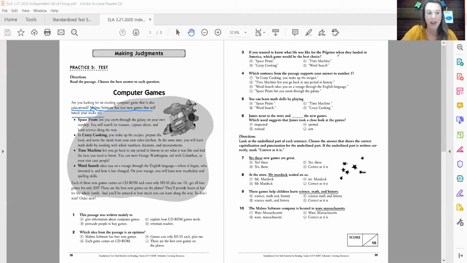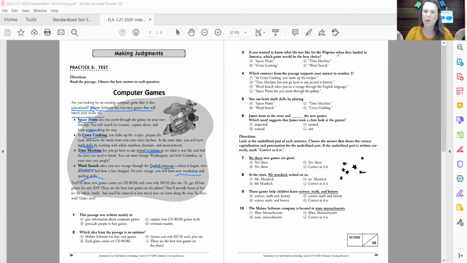They're asking you, so this first one is Space Pirates, and if you read it, you found that this one is science. Let's look at the next one, Crazy Cooking, and you realize that it gives you math skills. Time Machine gives you history. And Word Search gives you vocabulary and spelling skills and the English language. So there you go. Each one gives you a subject to learn about too.